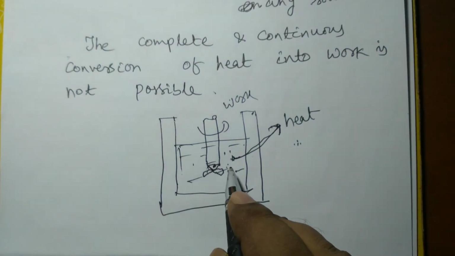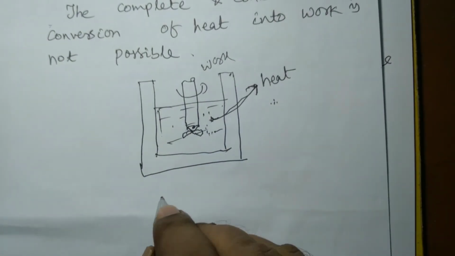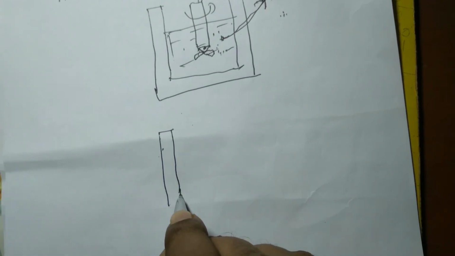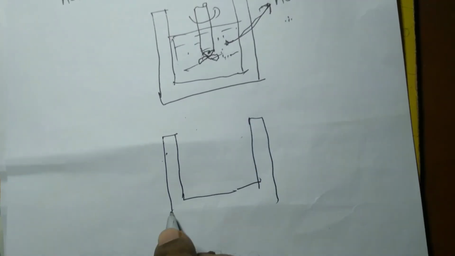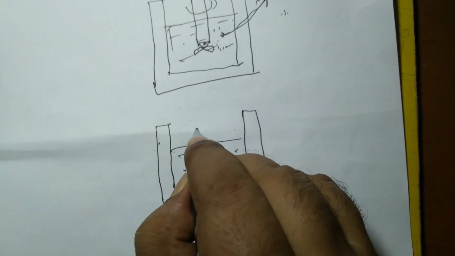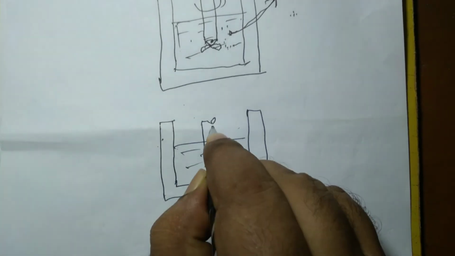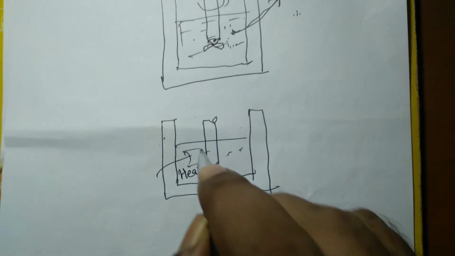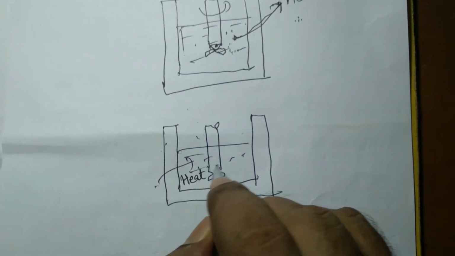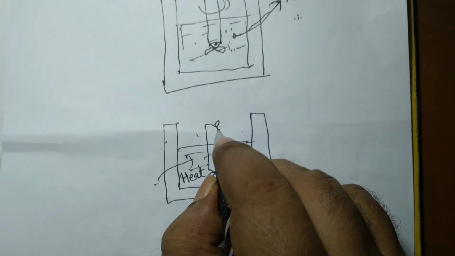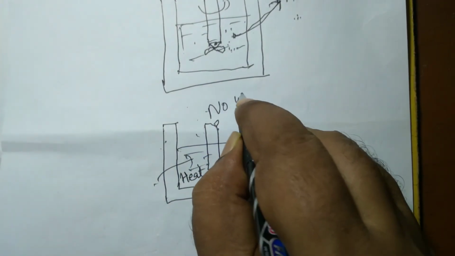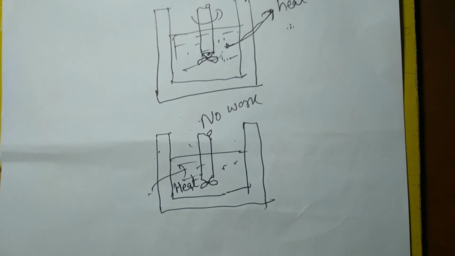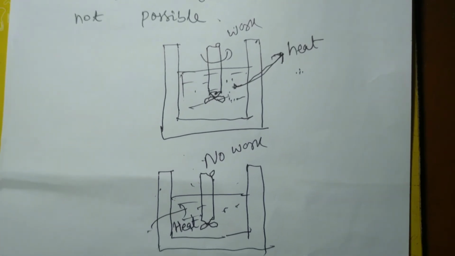But what about the reverse process? The reverse process will not happen. You see, suppose if we supply heat here, will the shaft rotate? Even after supplying heat to this container containing some fluid, will the shaft rotate? In fact, that will not happen. So no work will be produced here. Even if you supply heat, no work will be produced. So conversion of heat into work is not that easy and direct. So for that we need a certain device which is called a heat engine.